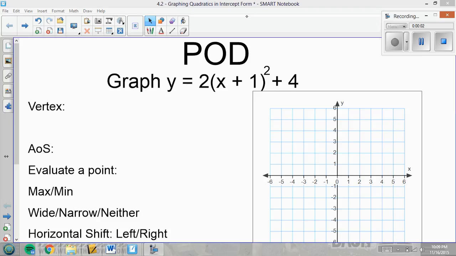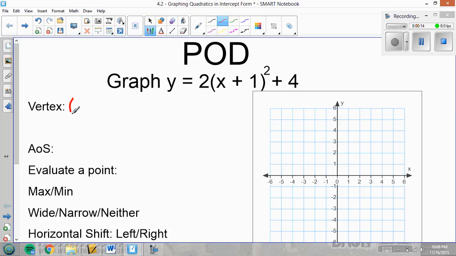Hi guys, first thing I want you to do is your POD. This is going over vertex form, which is what we did yesterday. To help get you started, remember to find your vertex. It's the opposite of H, and K stays the same. I'm going to give you a couple minutes to do this at your seat, and then we'll go over it together.